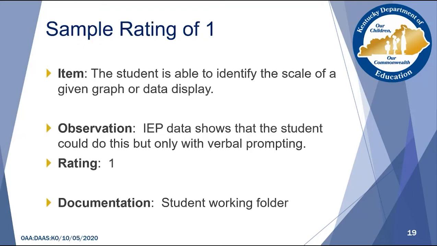Here is another example. In this example, the item is that the student is able to identify the scale of a given graph or data display. It was covered by IEP data through samples shared in the student working folder. The observations did point out that the student required verbal prompting. Prompting based on the rating scale does link to a score of 1.